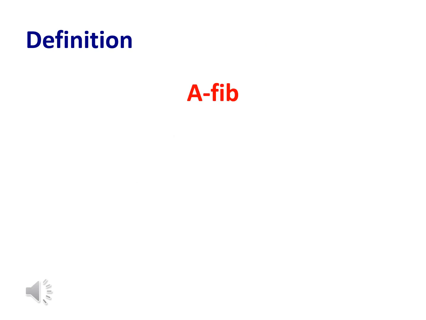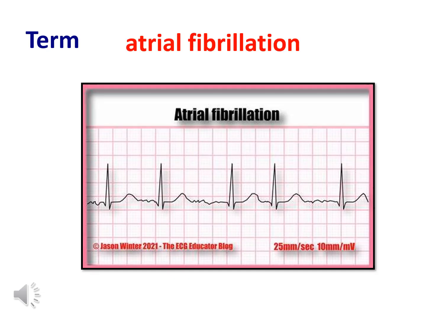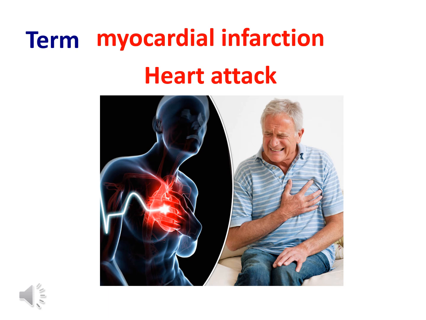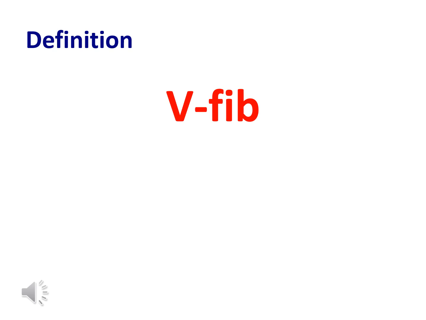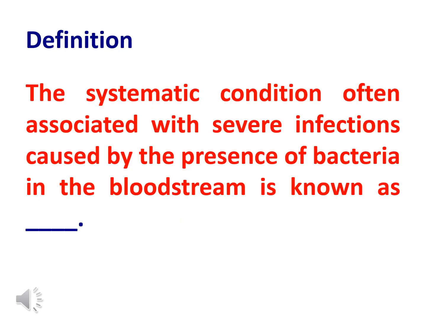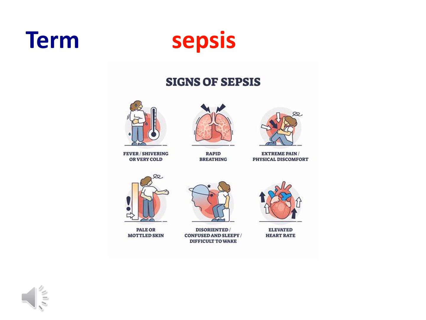AFib is shortened for what term? AFib is for atrial fibrillation. MI stands for what? MI stands for myocardial infarction, which means heart attack. VFib stands for what? VFib stands for ventricular fibrillation. The systemic condition often associated with severe infections, caused by the presence of bacteria in the bloodstream, is known as what? It's known as sepsis.